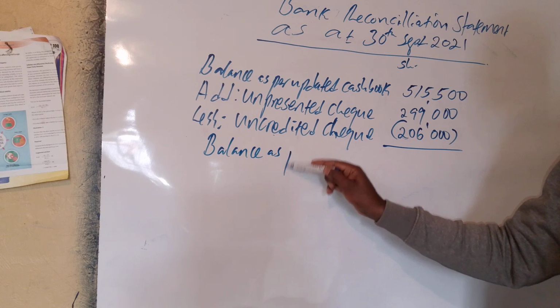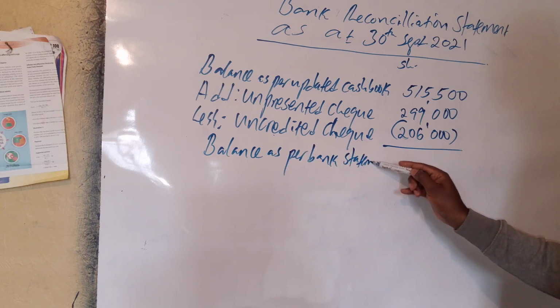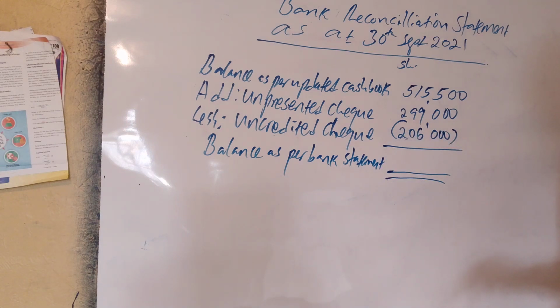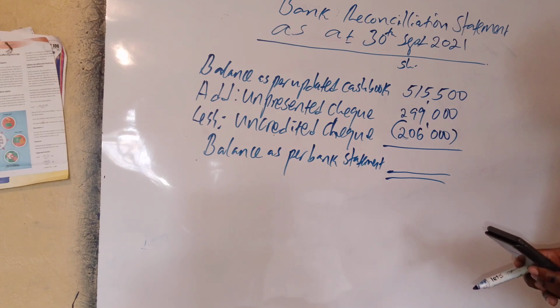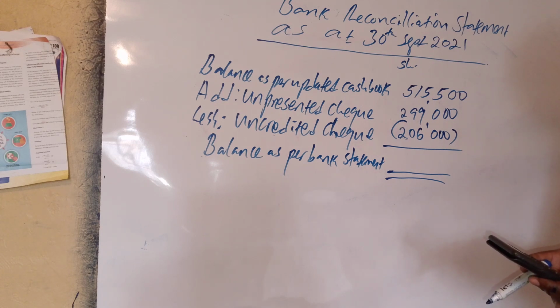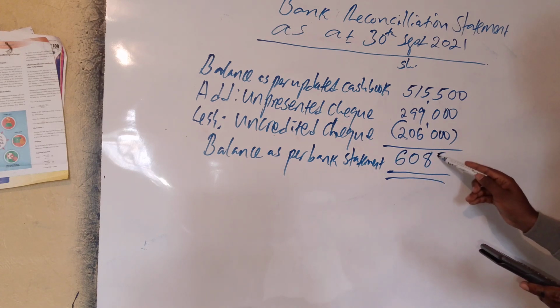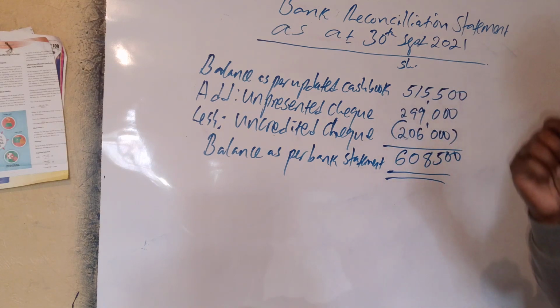Now what you get should be the balance as per bank statement. So we take 515,500 plus 299,000 minus 206,000. We get 608,500. And this is the balance that we have been given in our question.